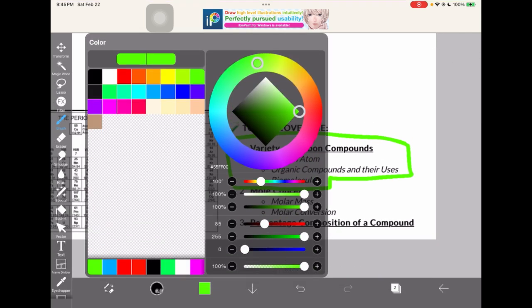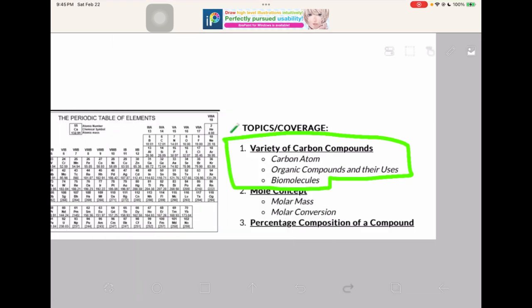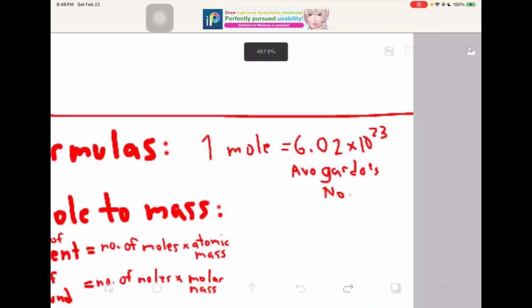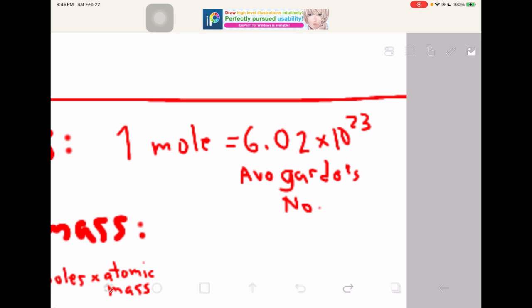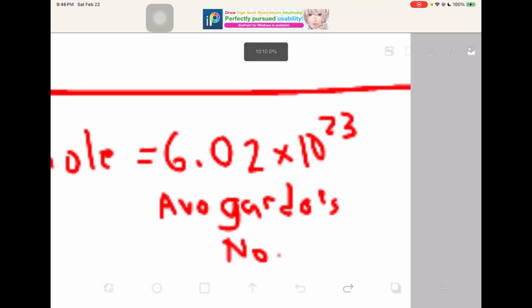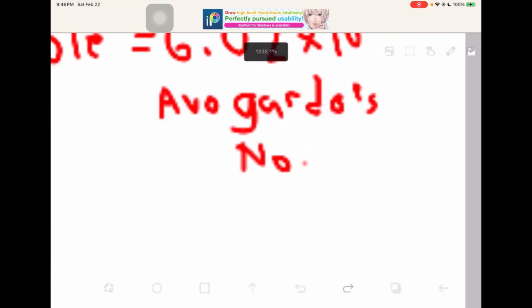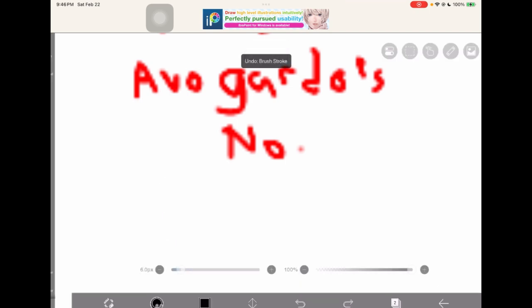Next is the mole concept. Now for parts 2 and 3, you don't really need to define what a mole is, but I will define it anyway. So a mole basically follows this number made by Avogadro. Avogadro's number is 6.02 times 10 raised to 23. A mole is a fixed unit where the amount of grams is equal.